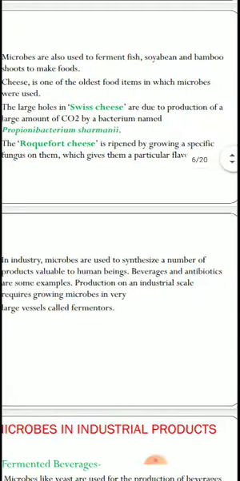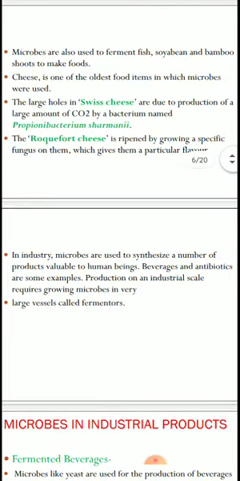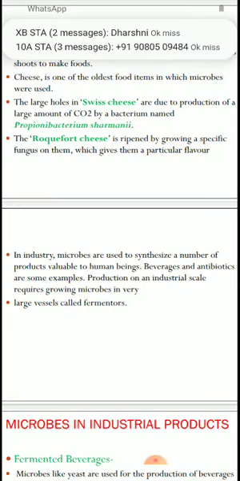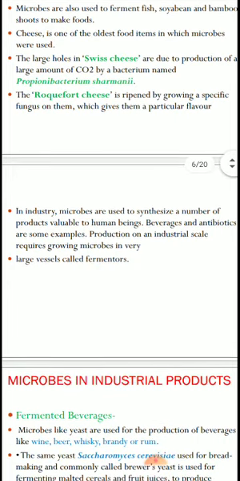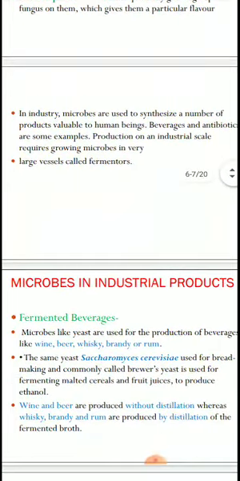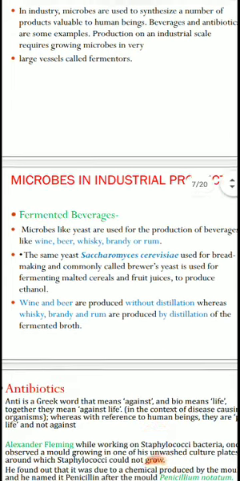In industry, microbes are used to synthesize a number of products valuable to human beings. Beverages and antibiotics are some examples of production on an industrial scale. For this, the microbes are grown in large vessels called fermenters. So on a large scale, we can produce using fermenters. What is a fermenter? It is a machine. So what are the microbes in industrial products?